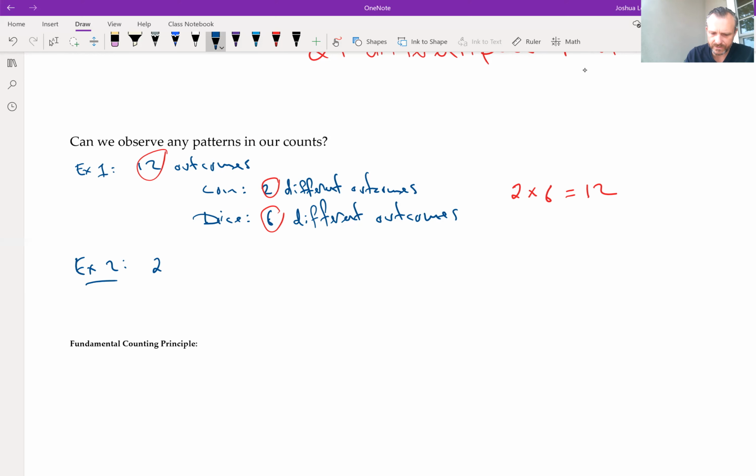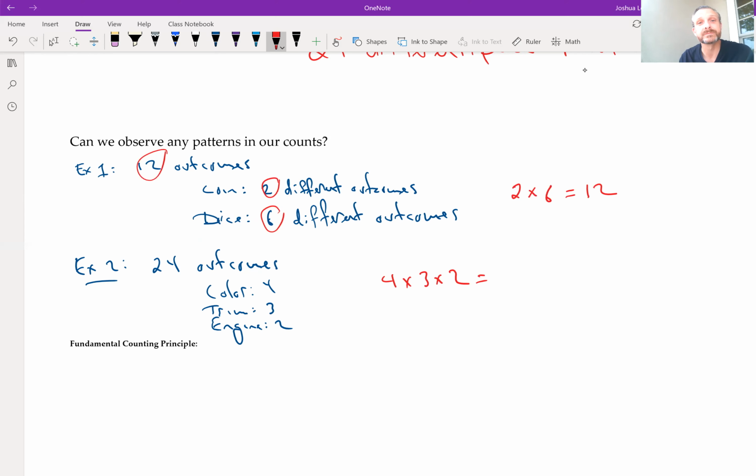Well, let's see if this works out for example 2. All right, in example 2, we had 24 outcomes. Well, color. How many options? 4, right? Trim. 3. Engine. 2. What's 4 times 3 times 2? Oh, it helps if I actually can do it correctly. But yeah, 4 times 3 times 2? 24.